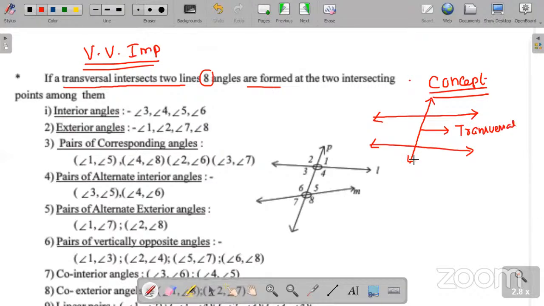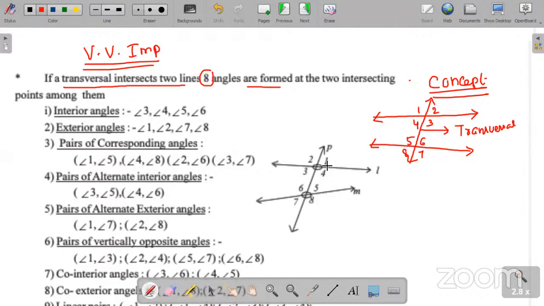So if a line cuts two lines at two distinct points, how many angles will be formed? 8 angles. 1, 2, 3, 4 angles, 5, 6, 7, 8. Total 8 angles will be formed. So then we need to name all these angles.